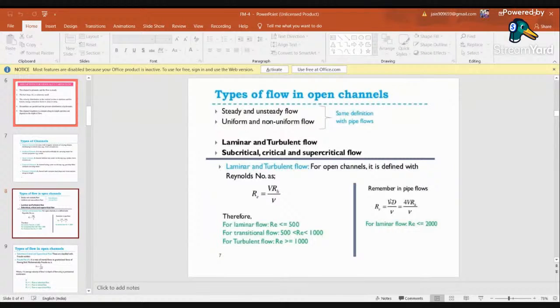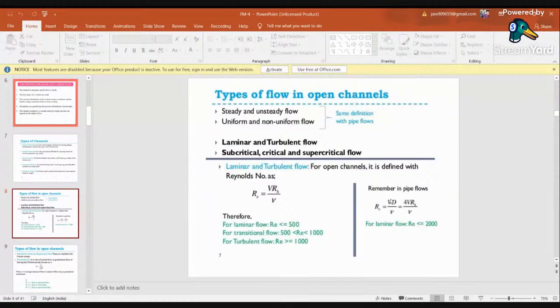Okay, that is mu by density, which is nothing but the kinematic viscosity. So V into D, and for D here we have to take the R, that is the RH or the overall depth of the channel. But in flow through pipes, your Reynolds number should be less than 2000 for laminar flow. Here the value is less than or equal to 500 when it should be defined as the laminar flow.